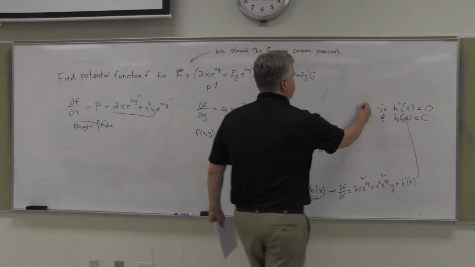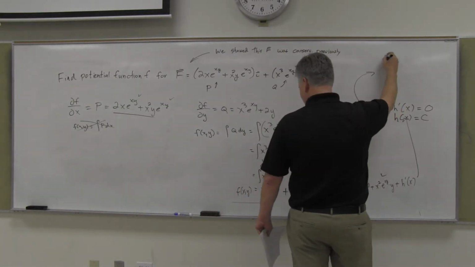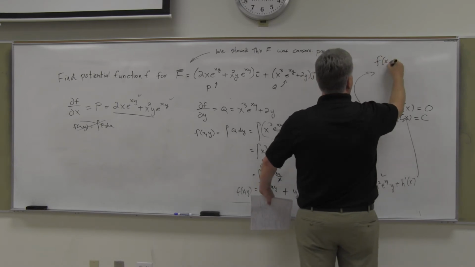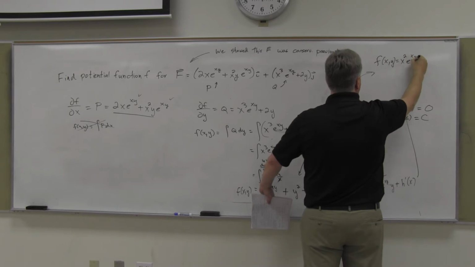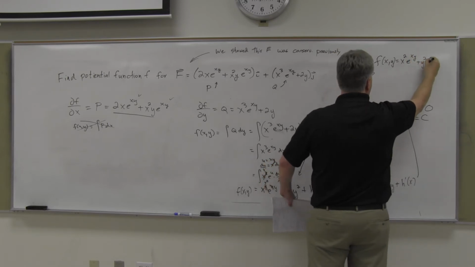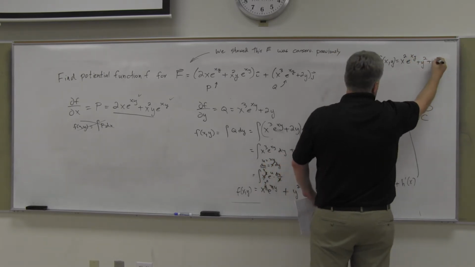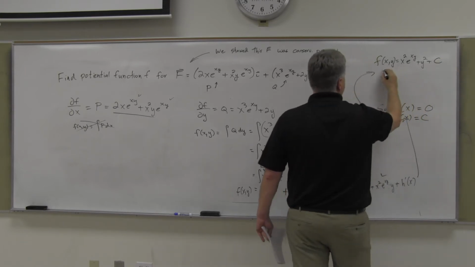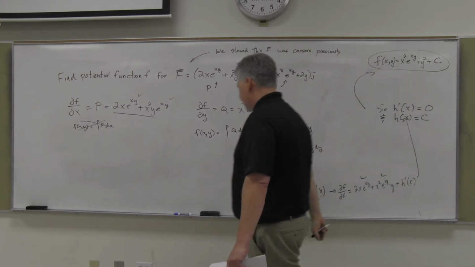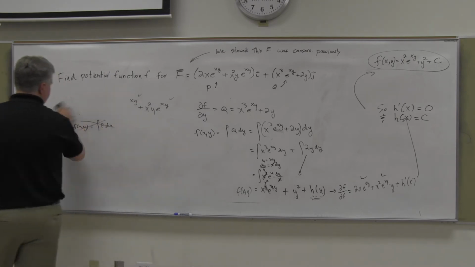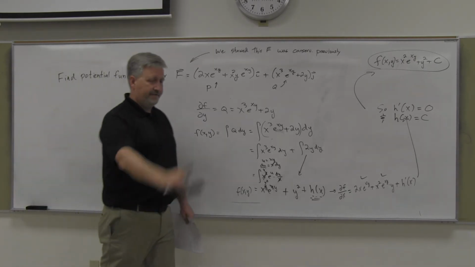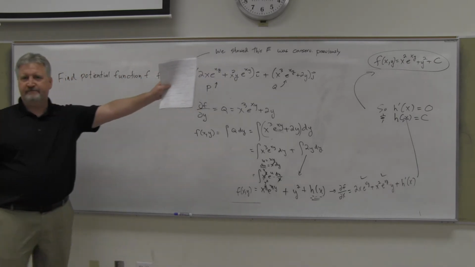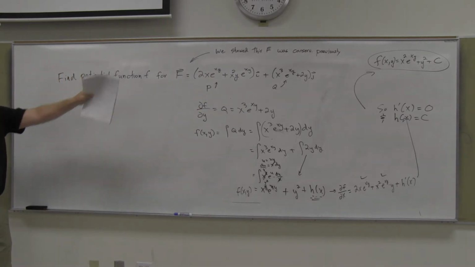So final answer, hopefully you follow along here. f of x, y would be x squared e to the xy plus y squared plus, we just found out, h of x can just be a constant, not really a function. Okay? Now, part 2. Is that okay? Any questions? Good? Part 2.